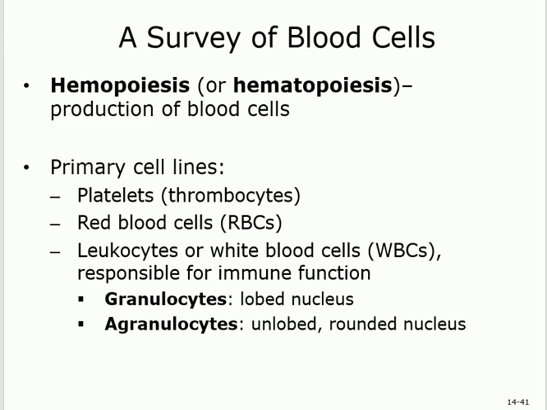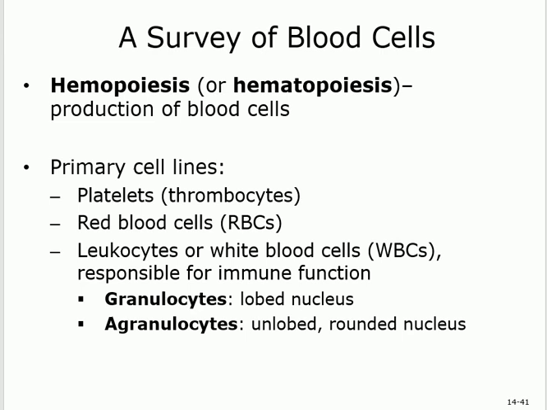White blood cells are called leukocytes. Platelets are called thrombocytes, and red cells are called erythrocytes. So our focus is on the leukocytes, which are the white cells, because we're talking about immunity now, right?